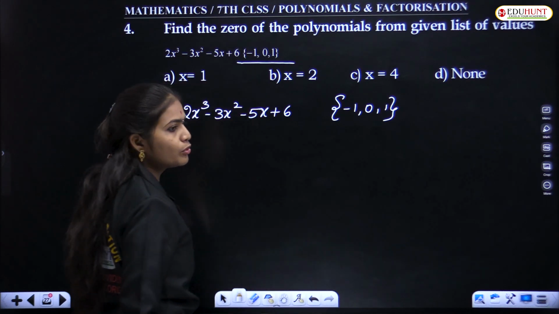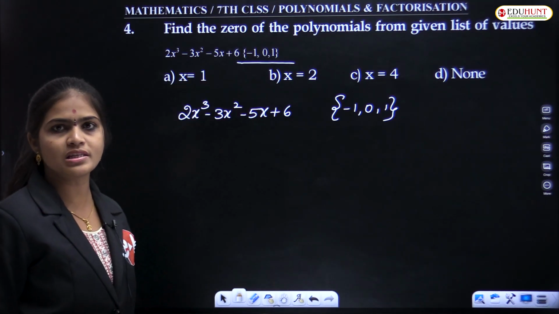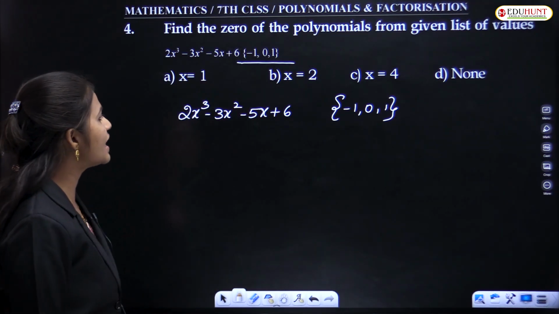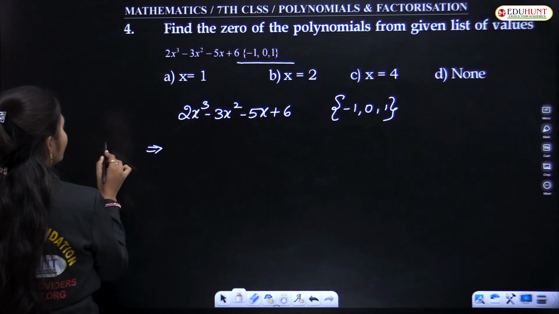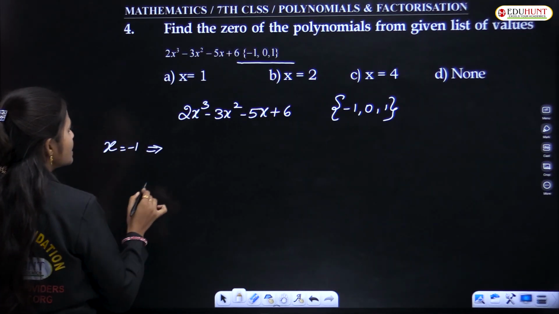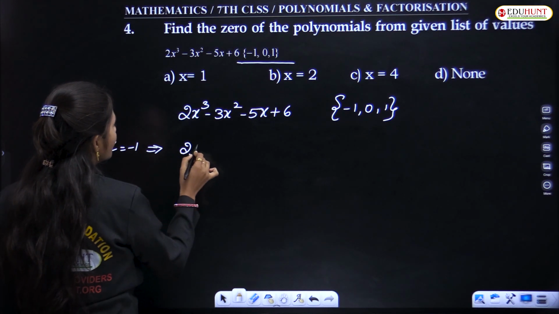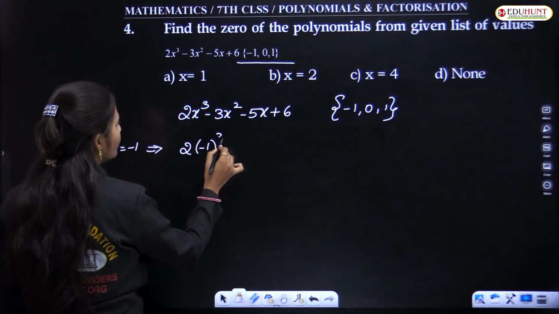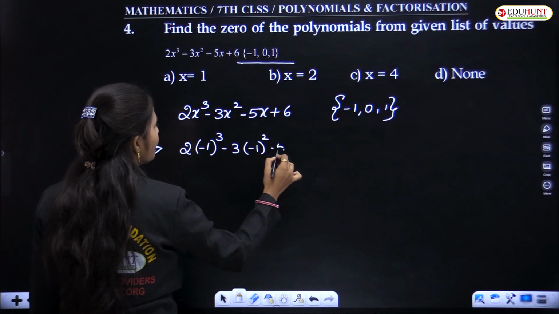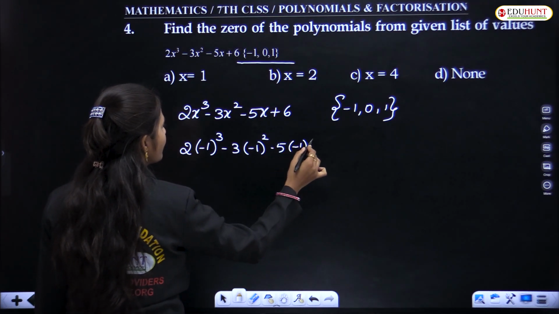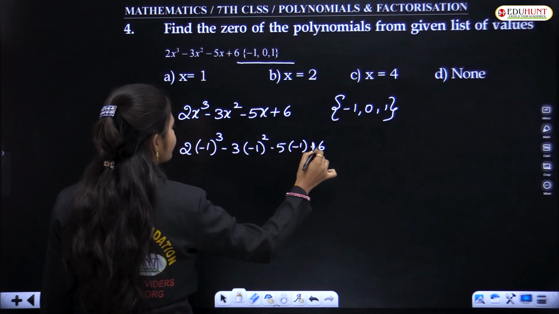So actually roots mean the value should be equal to 0, no? So which value is satisfying that? First I am going to take minus 1. So let x is equal to minus 1, and I am going to substitute that. So 2 into minus 1 whole cube minus 3 into minus 1 whole square minus 5 into minus 1 plus 6.